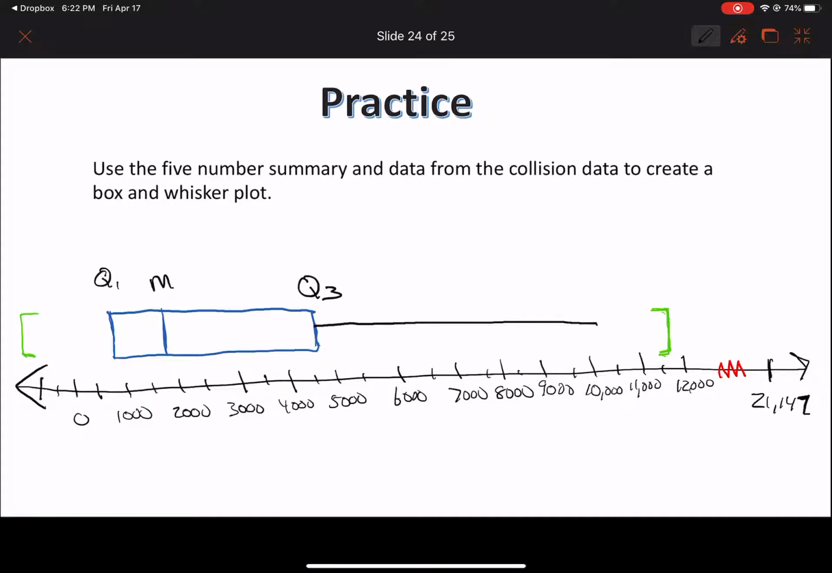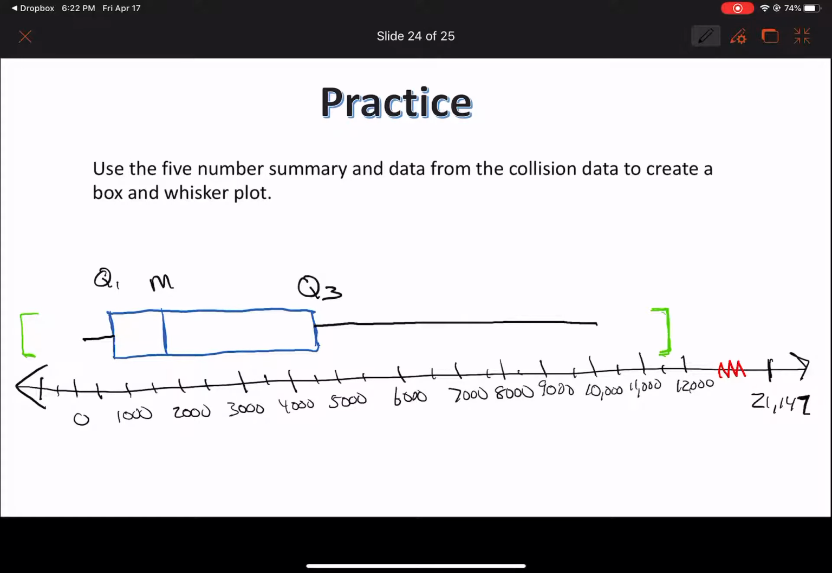Okay, now I need to draw the other whisker on the other side to the smallest number that is still inside my fences. My smallest number still inside the fences is 180, which is approximately right here.